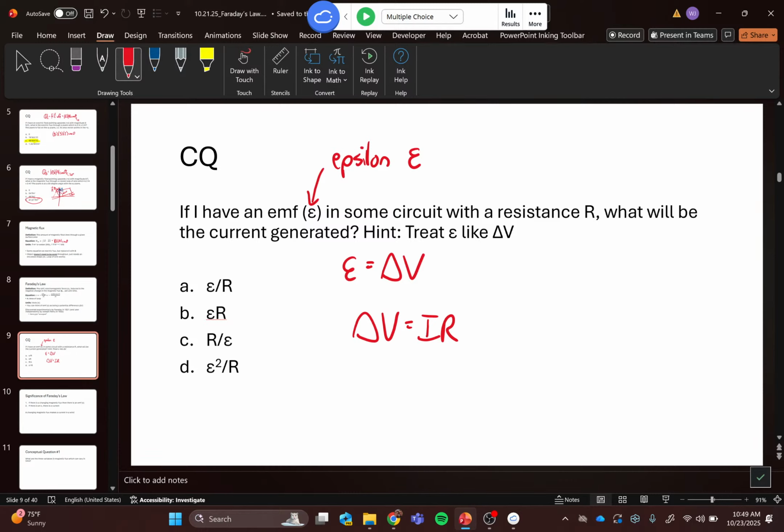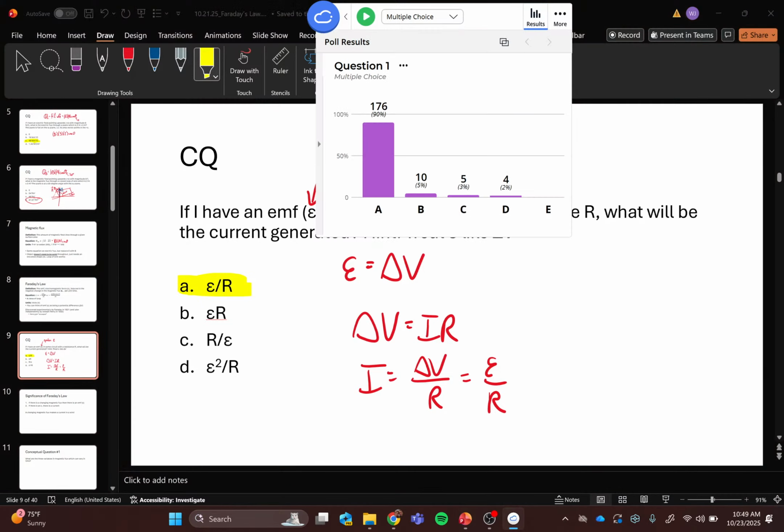Whatever. All right. V equals IR. Rearrange this: I equals delta V over R. Just replace that with epsilon because they effectively act like the same thing. Yay, there it is. Most of us got that.